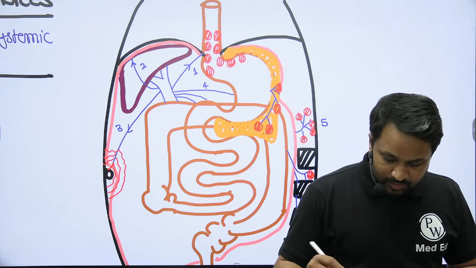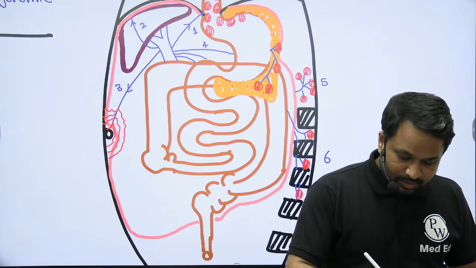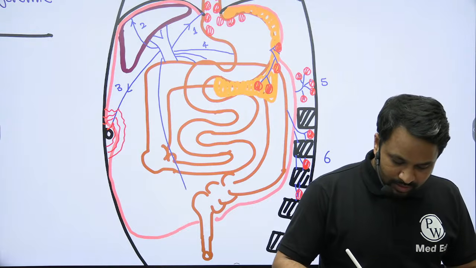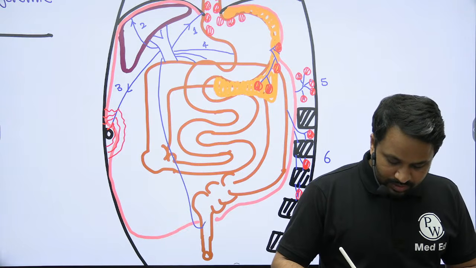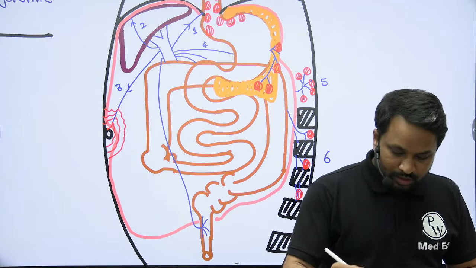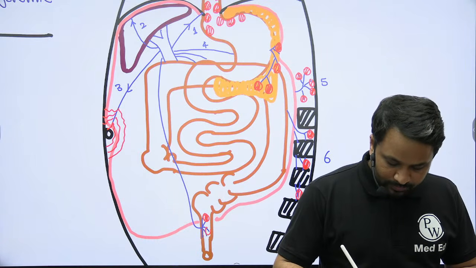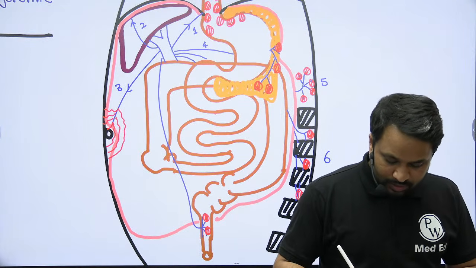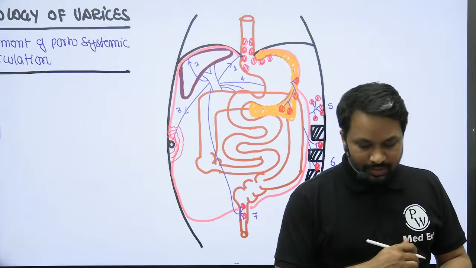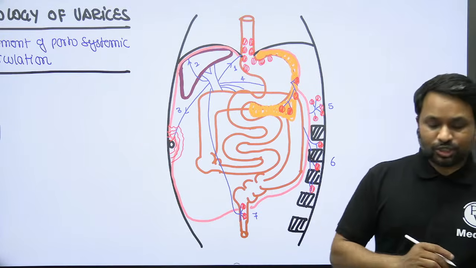And the last one, which is quite important, this is going to be with the anal canal. So when it forms with the anal canal, it is going to result into internal hemorrhoids. Right, so 7th portosystemic collateral is going to be with the hemorrhoidal veins. Okay. So there are 7 portosystemic collaterals which are formed.